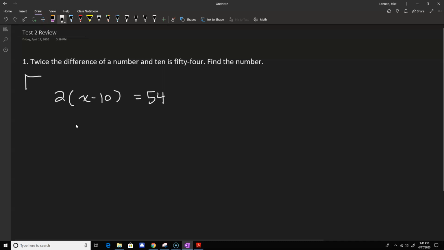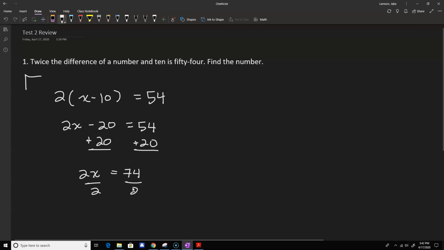And then we go ahead and just use algebra to solve. So we distribute the 2, so we have 2 times x minus 2 times 10, which is 20. This has to be 54. And we want to add 20 to both sides. So we have 2x equals 74, and then we go ahead and just divide both sides by 2. So we have our answer x, which is equal to 37.